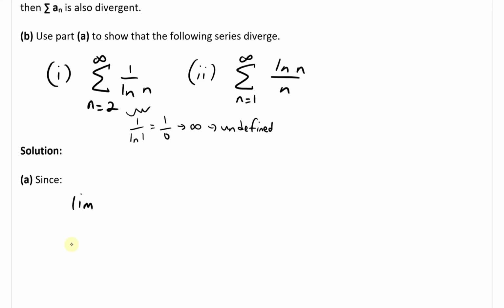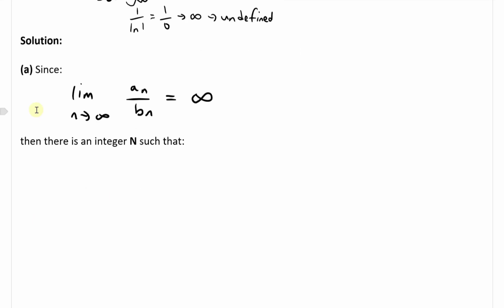Since we're given that the limit as n approaches infinity of the ratio an over bn equals infinity, then when we're dealing with limits like this, there is an integer capital N such that the ratio of an over bn is going to be greater than 1. Remember, this is approaching infinity, so there's going to be a point where it's greater than 1, a point where it's greater than 2, a point where it's greater than 3. We just want to prove our point that this is also divergent. So we're just going to make it greater than 1 whenever n is greater than this capital N. So there exists a number, capital N, such that this is the case.